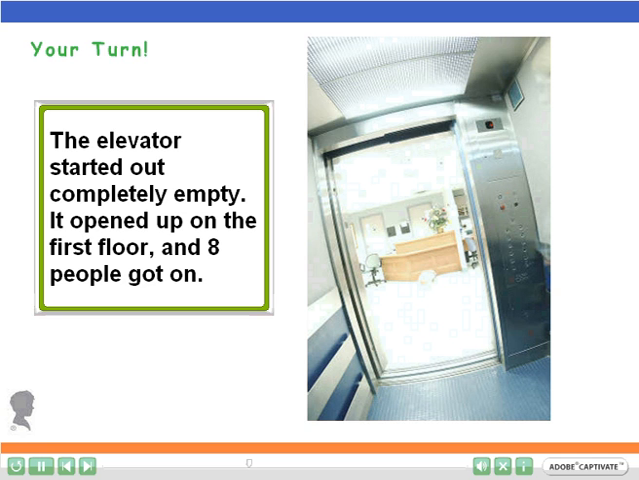The elevator started out completely empty. It opened up on the first floor and 8 people got on. Jot down these details and then click Next.